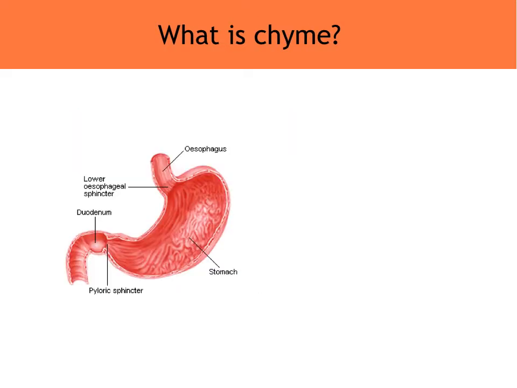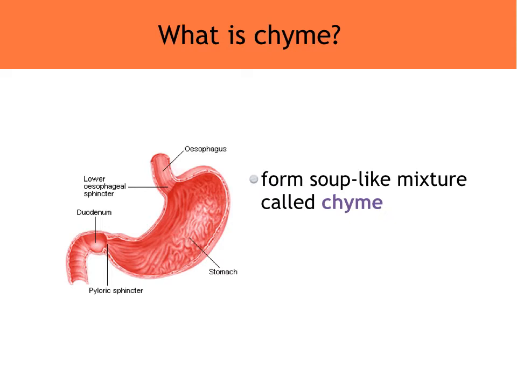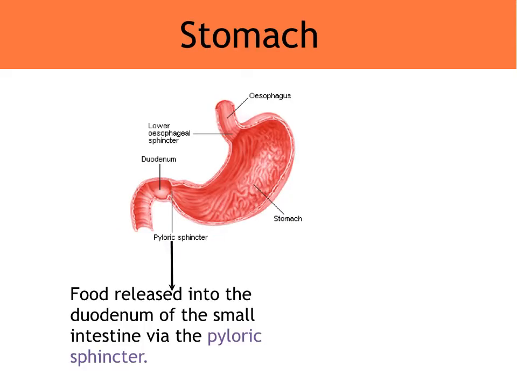Food is churned in the stomach by the muscular action of the stomach muscles. The food becomes a soup-like mixture called chyme. When the contents of the stomach are sufficiently processed, they're released into the first part of the small intestine called the duodenum, through the tube when the pyloric sphincter opens.